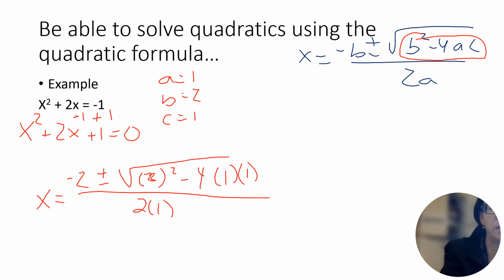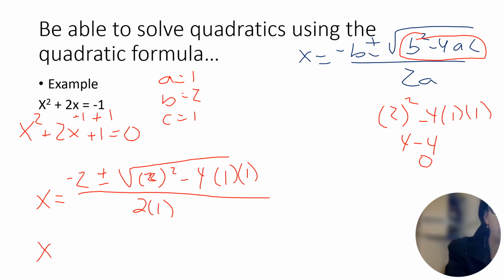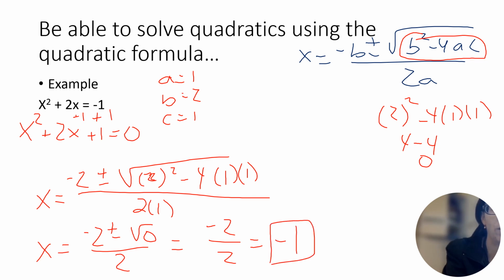You're going to go over to Desmos, and you're going to do 2 squared minus 4 times 1 times 1, just like that. That's going to give you 4 minus 4 or 0. Okay, you can do that part on Desmos. Coming back over here, -2 plus or minus the square root of 0 over 2. Well, the square root of 0 is 0. So this is -2 over 2 or -1.